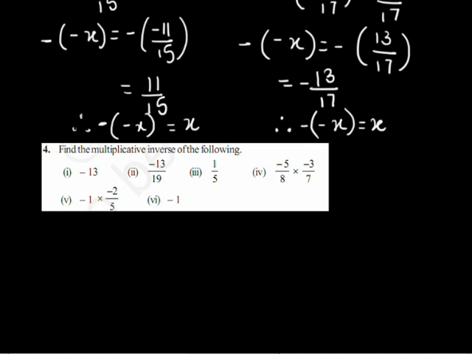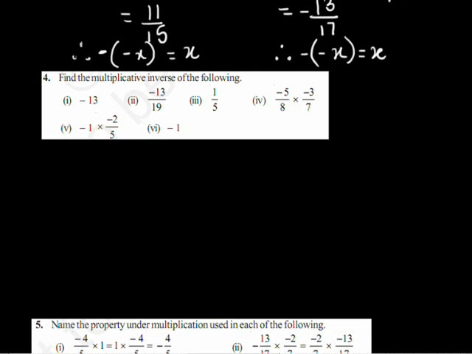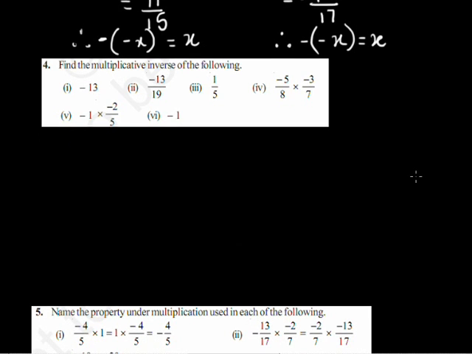Okay, now the fourth part, I have to find the multiplicative inverse of the following. Now what is a multiplicative inverse? Multiplicative inverse is nothing but the reciprocal of the given number. If I have to find the multiplicative inverse of minus 13, that means I have to find the reciprocal of minus 13, that is minus 1 upon 13.